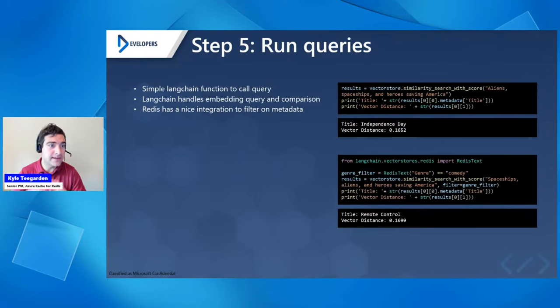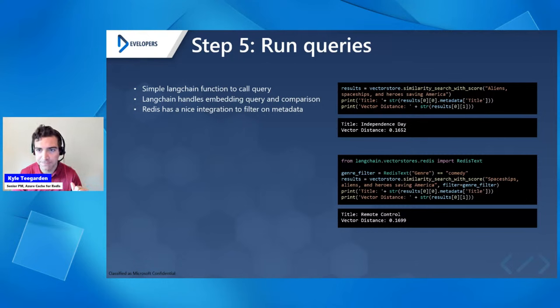So once we have all of this data within Redis and loaded into LangChain, we can run queries. There's a couple different functions that allow us to run different types of queries. In this case, we're running a similarity search with a score, which gives us a readout on how close things are. For instance, if I search for alien spaceships and heroes saving America, we get back the movie Independence Day, and then our vector distance, which, the smaller the better. So it's fairly small, which shows us it's a good match.